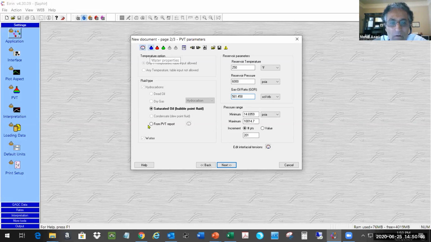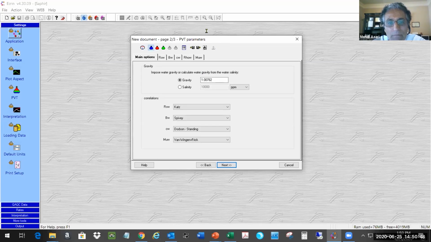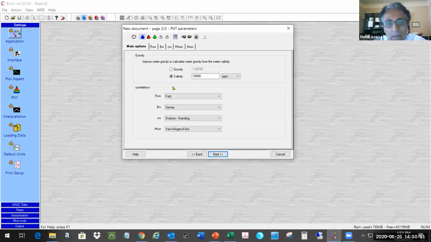Then you click on the water. Water is simple. You either put the salinity, this is 10,000, so let's say it's 20,000. So let's say salinity is 20,000, or if you want to know what is the density or gravity of 20,000, you can click on that one. It's 1.01. Or let's say you have a 1.02 on the gravity and you want to know the salinity. It's 25,570. So let's go back here and put in 20,000.